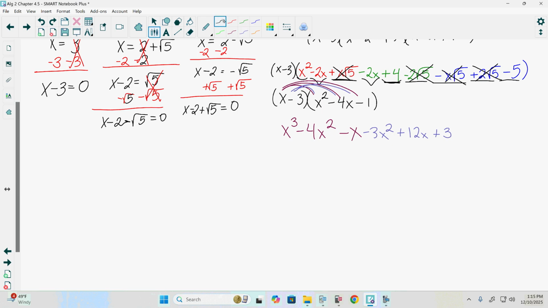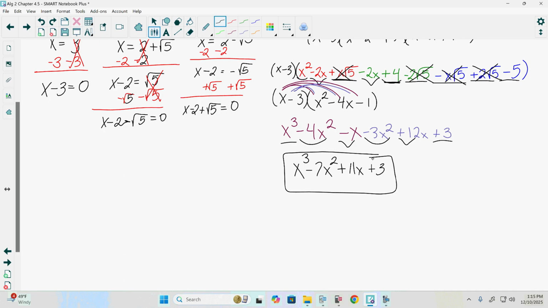To finish this up, we're going to combine like terms. Well, x cubed doesn't have any. Negative 4x squared minus 3x squared is negative 7x squared. Negative x plus 12x would be plus 11x. And our constant term of 3 does not have any like terms, telling us x cubed minus 7x squared plus 11x plus 3 is our polynomial of least degree and leading coefficient of 1.